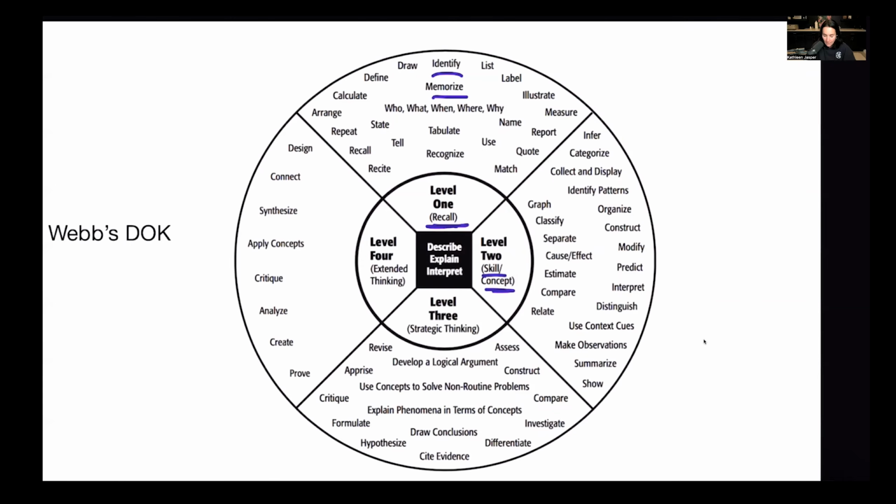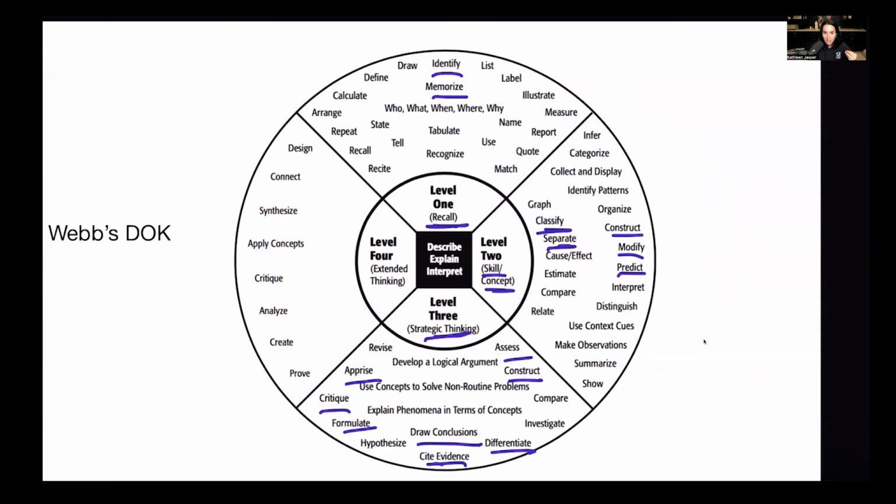Now we're getting into the classify, separate, construct, modify, predict, bumping up that level a little bit. We're getting beyond just the recall. And then we have level 3, strategic thinking. Now we're bumped up even more. Strategic thinking means you're evaluating, you're analyzing, you're figuring things out, and then you're making a plan. So we have the words assess, construct, that's kind of create there, critique, formulate, appraise, draw conclusions, cite evidence, differentiate. These are all higher level skills that students and we need to have in order for us to have that strategic thinking.